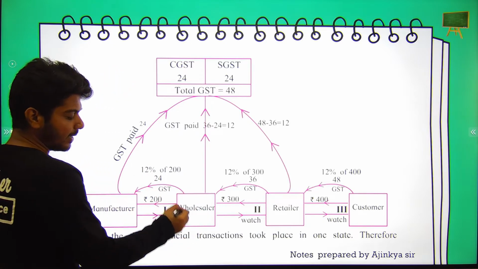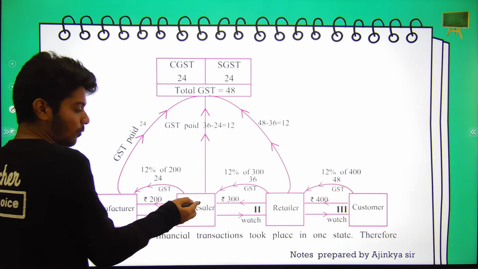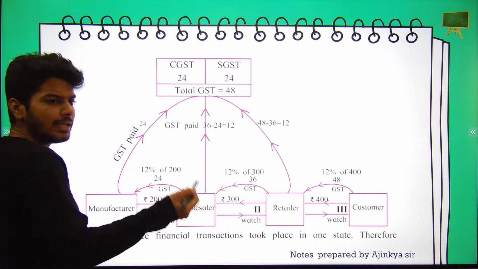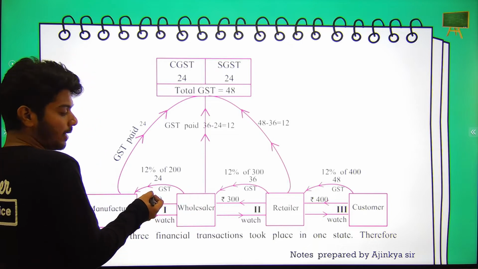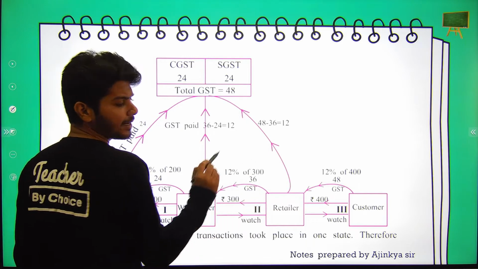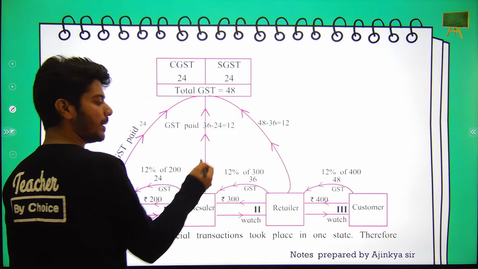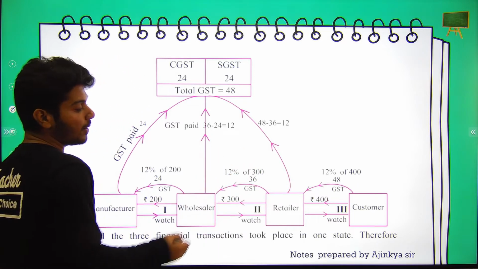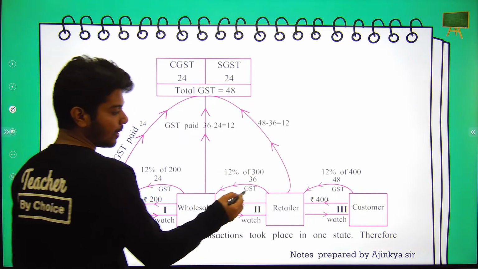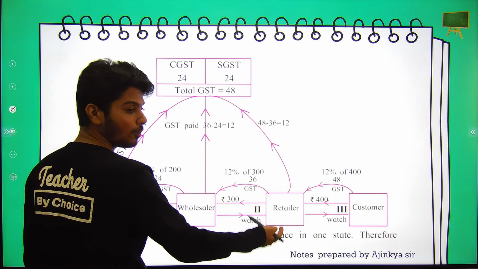Now the wholesaler is not going to use the iPhone. He will sell that iPhone to a retailer at a higher cost. Definitely he has purchased it for 200 rupees, so he will sell it at 300 rupees. The retailer is going to pay him 300 rupees, and will also pay 12% additional as tax. 12% of 300 is 36. Now 36 is the additional amount received by the wholesaler from the retailer.